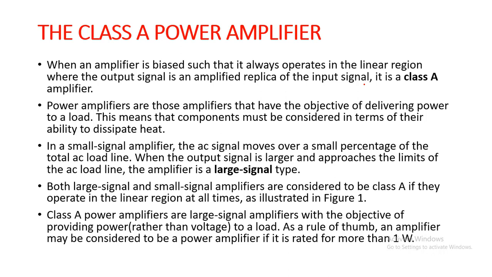When an amplifier is biased in such a way that it always operates in the linear region, you know we also discussed the linear amplifier before, the common collector, common base and common emitter. So if you bias the amplifier in such a way that it operates in that linear region, and the output is the amplified replica of the input signal, it is basically a class A amplifier. So the linear amplifier which we discussed was actually a class A amplifier.